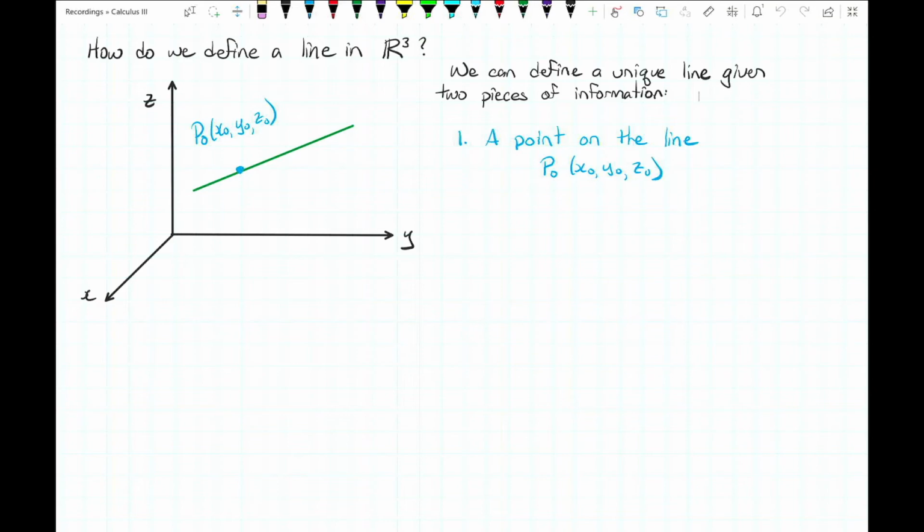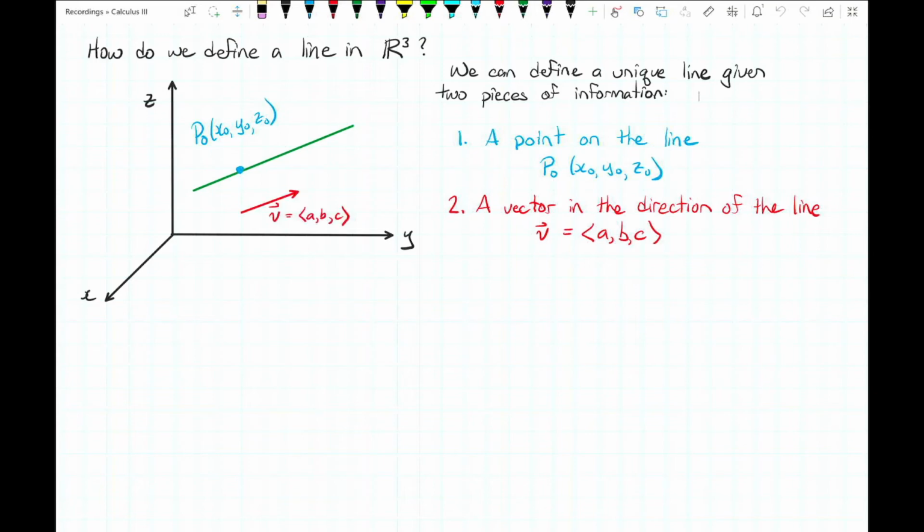That would just be maybe in the form of a vector. Not the normal vector in this case, but let's just say we have a vector, we'll call it v, with the components a, b, and c. That's telling us which direction this line is pointed. With those two pieces of information, we should have a unique line.